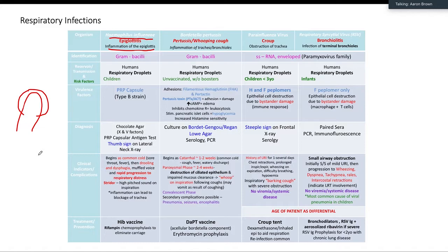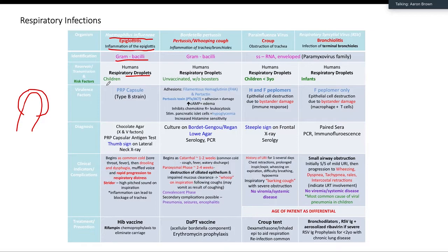If the epiglottis gets inflamed, now it's going to be covering the windpipe almost permanently. Not good, right? Our patient's not going to be able to breathe if their windpipe is covered, if their trachea is covered. So we'll talk a bit about the identification, gram-negative bacilli. Transmission is via respiratory droplets. Look out for children with this one.